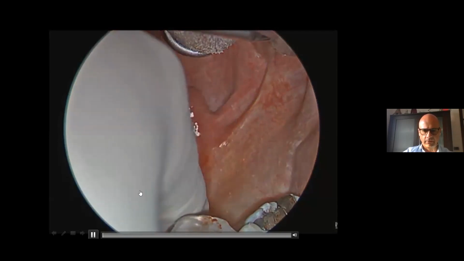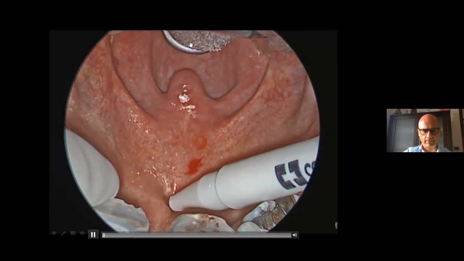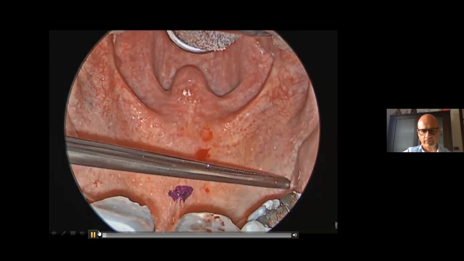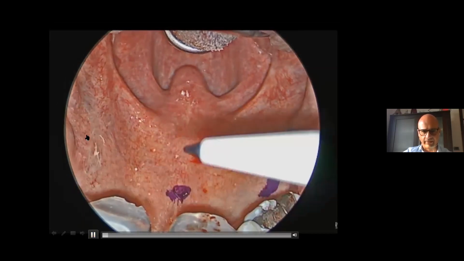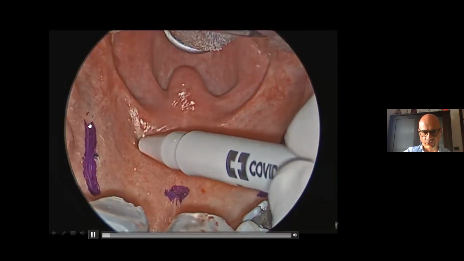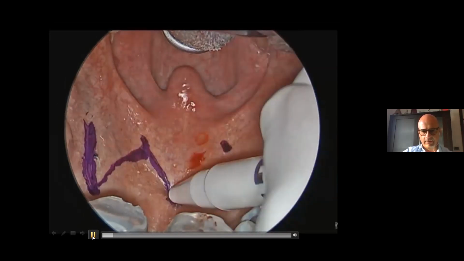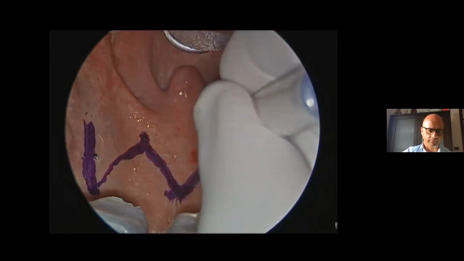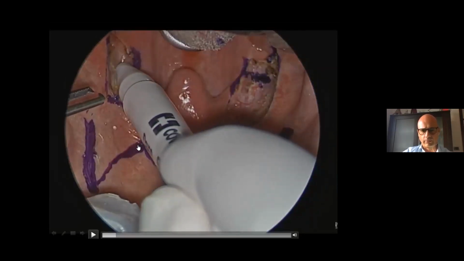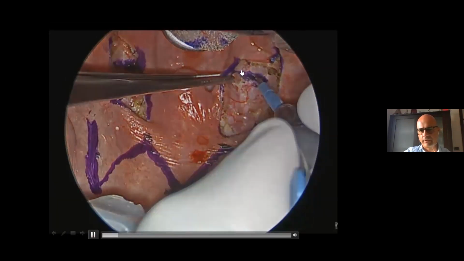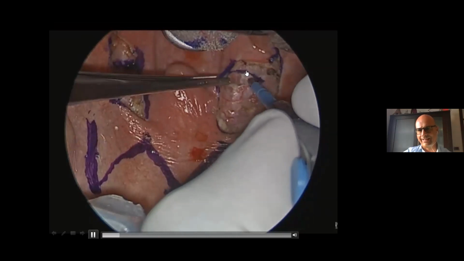Let's see the video. So we are in the soft palate, tongue base, sorry, the tongue. We mark the point between the hard palate and the soft palate. Then we have to locate the raphe. It's quite easy. If we touch this area, we can feel the raphe. We are drawing the line of the suture.